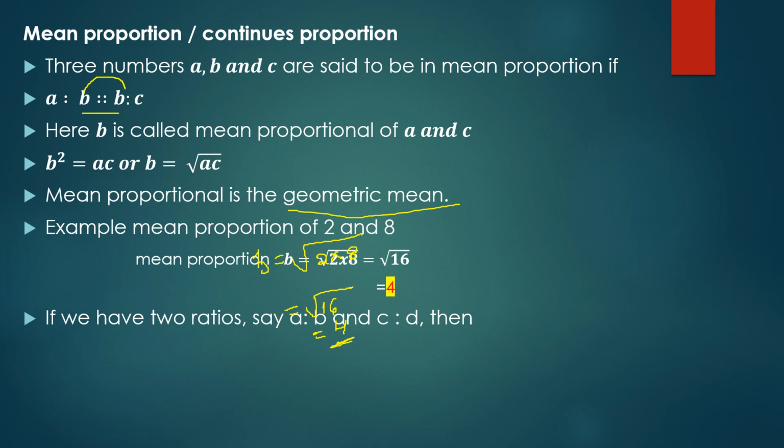If you have two ratios, say A is to B and C is to D, then A into C is to B into D is called the compounded ratio.